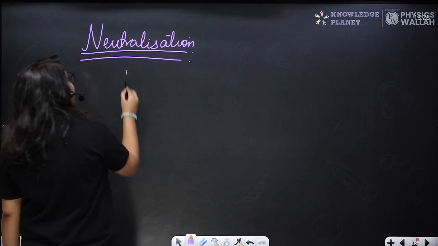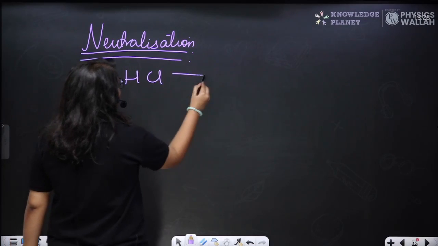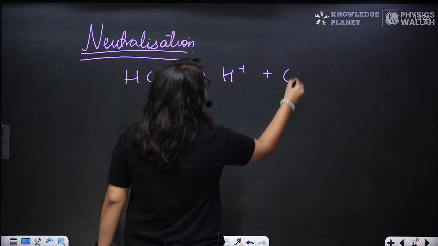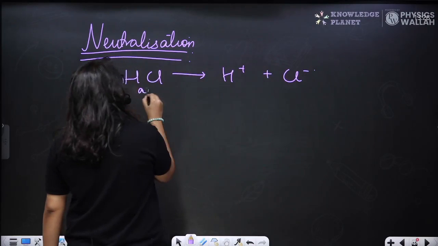Let's see how. We know acid, let's take HCl over here. It dissociates to give rise to H plus and Cl minus ions in its aqueous solution.